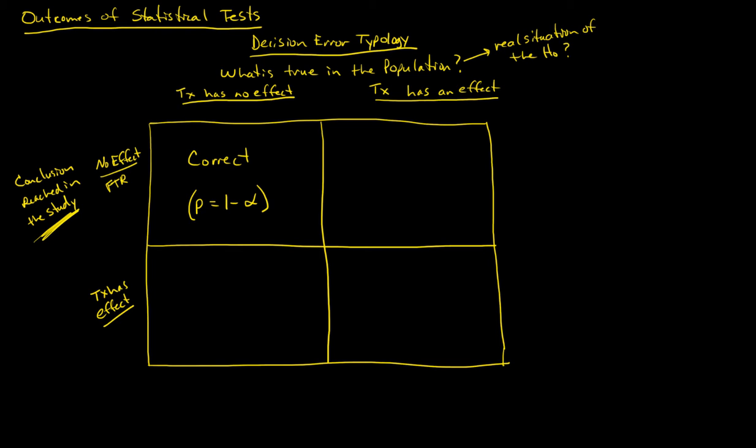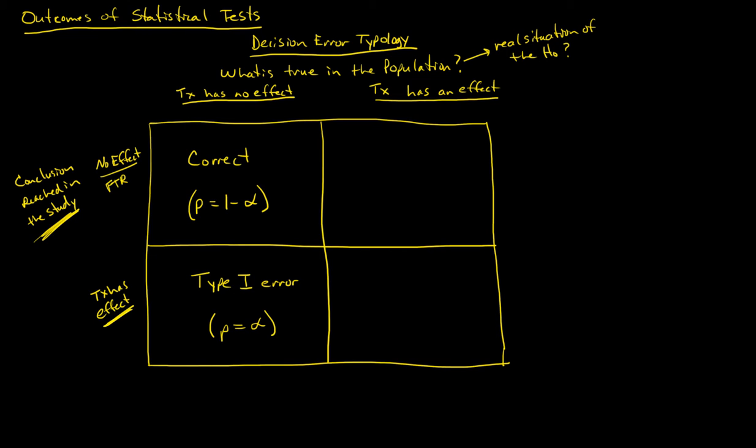However, if the conclusion of your study was that the treatment has an effect, so we're down here now, but there's no effect in the actual population, you're saying there was an effect when there is really no effect in the population, then you have made an error, and we call that error a type 1 error. And we protect against this statistically with a probability equal to the alpha level that you choose. Okay, let's move over to the right-hand column.